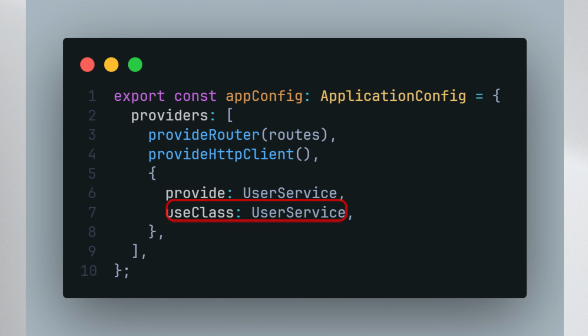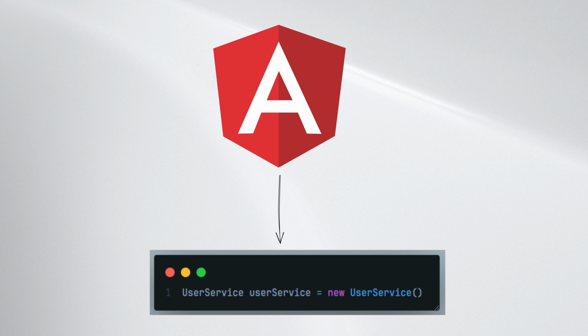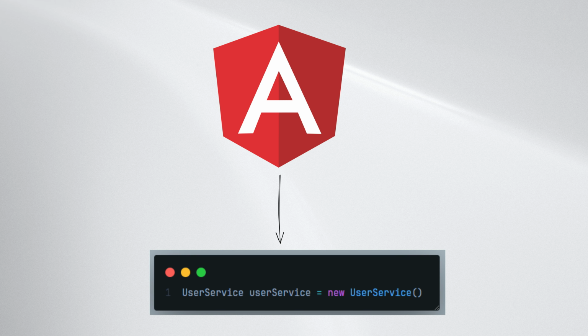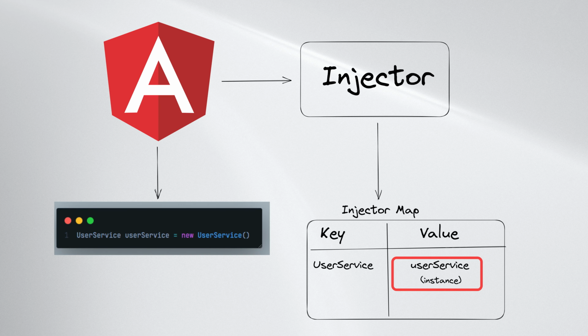The second property is useClass. This takes a class name as an input. And if you provide this property, Angular will create an instance by calling new on that class name. For example, if you provide UserService, Angular at runtime will call new UserService to create an instance. This instance is the value in that injector map. So this is how Angular creates an instance and stores it in the injector.